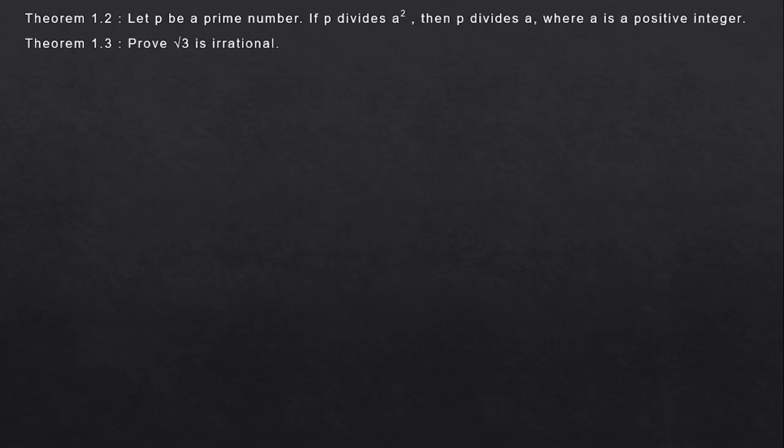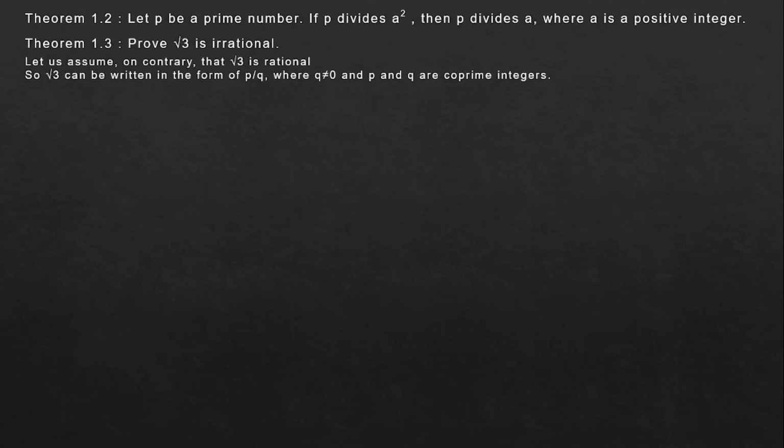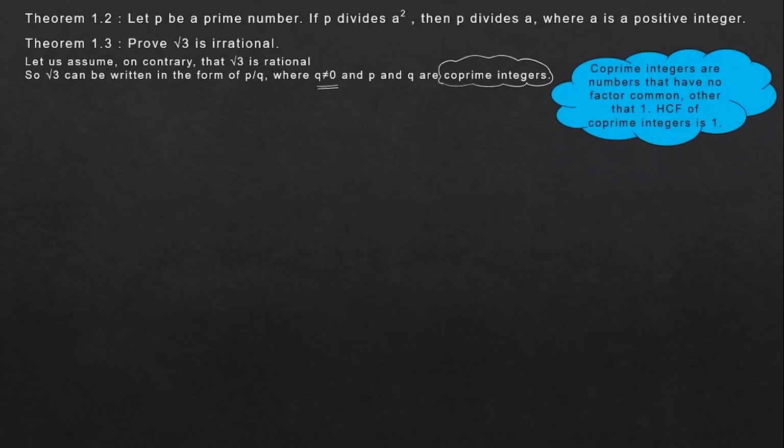Because they are asking us to prove root 3 is irrational, I'll assume that root 3 is rational. And since it is rational, it can be written in the form p by q, where q cannot be 0 and p and q are co-prime integers. This is a very important statement here. Now what do I mean by co-prime integers? Integers or numbers that have no common factor other than 1. The only common factor which p and q here have is the number 1.